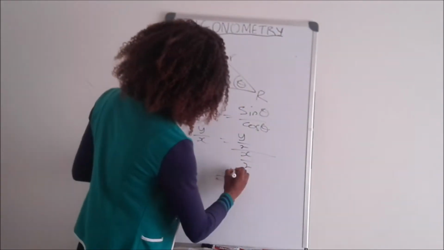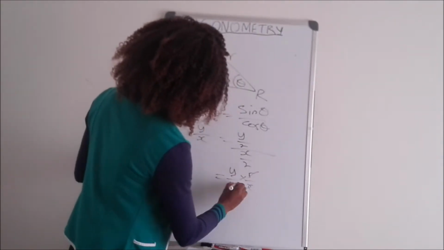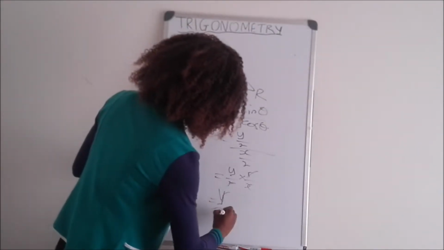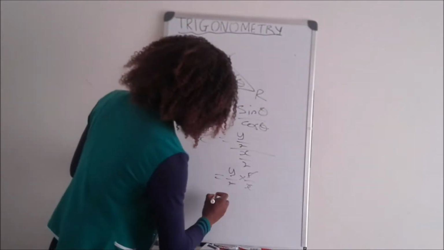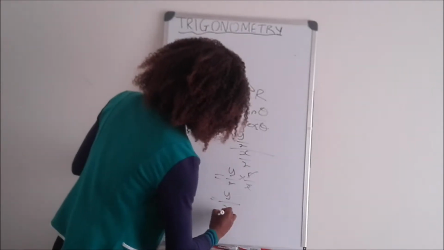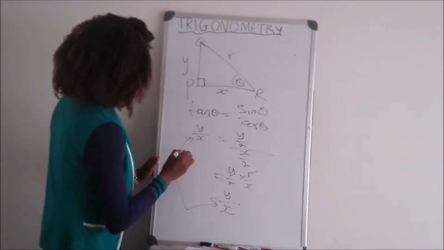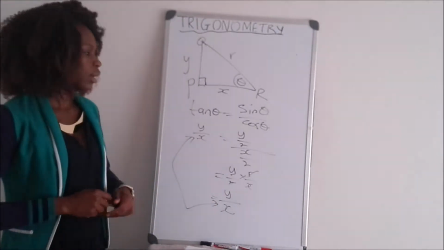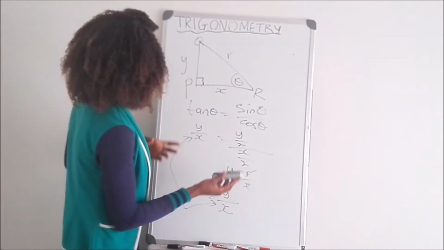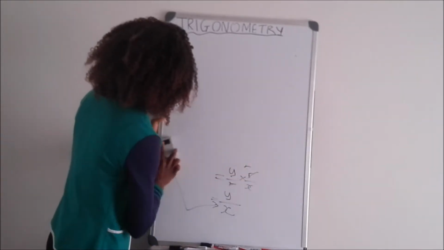Then from here we have y over r multiplied by r divided by x. The r's cancel out and we're left with y, which is the opposite, divided by x, which is the adjacent. This proves that indeed tan theta is equal to sine theta divided by cos theta. Alright, let's do examples on identities and see if we can solve them.